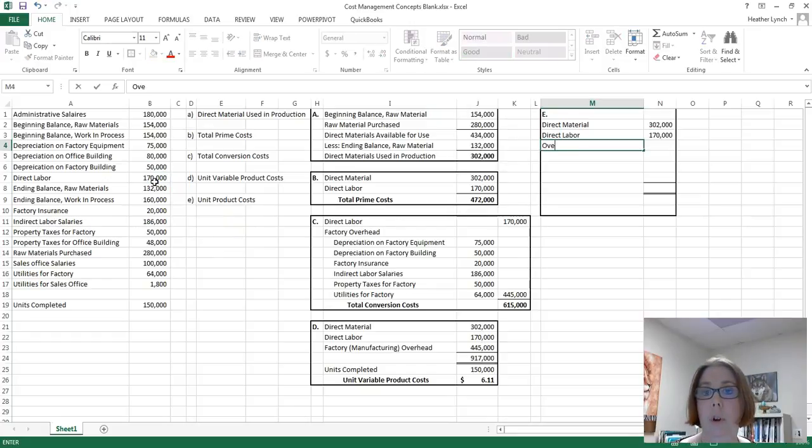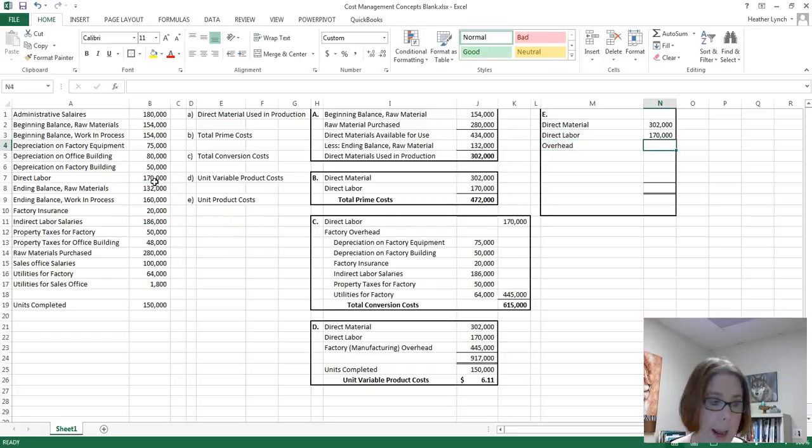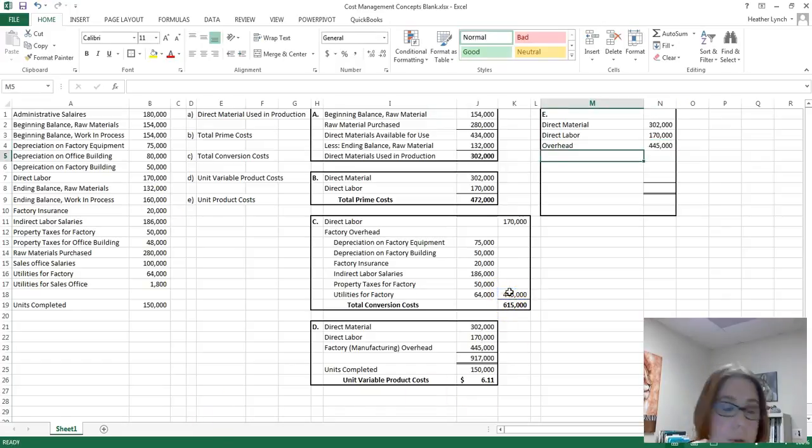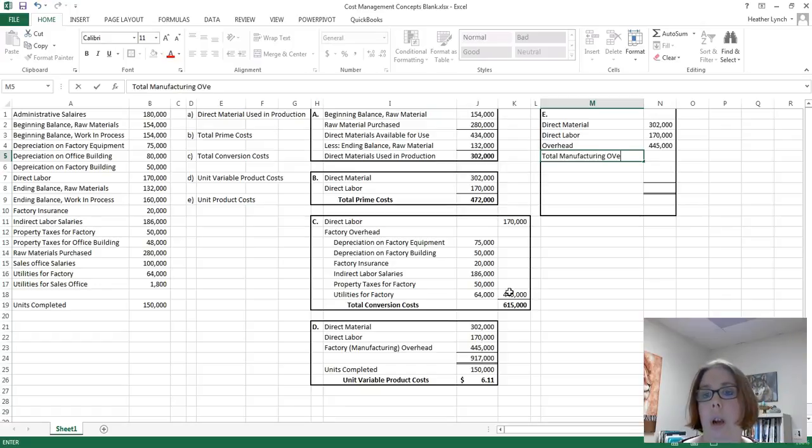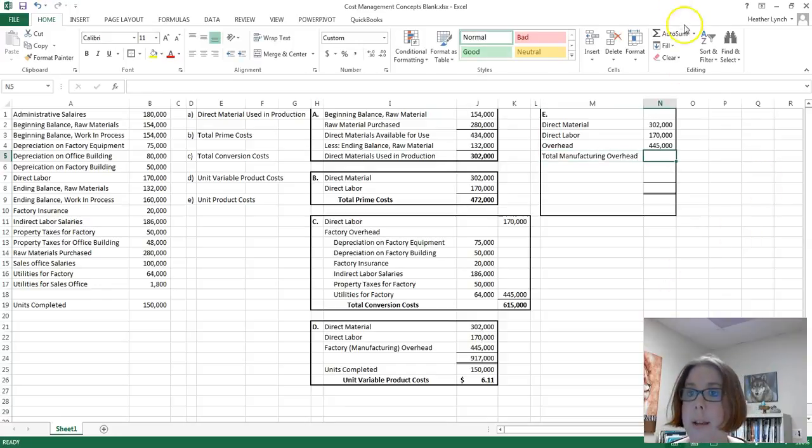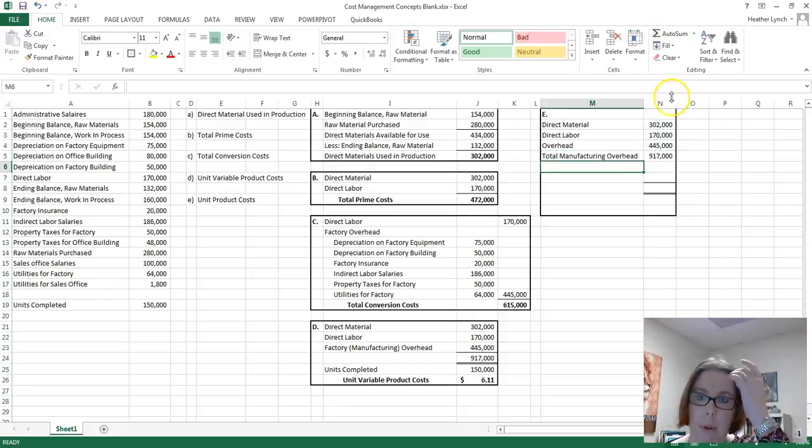I'm going to put overhead. We figured that out already. That is the $445,000. This gives my total manufacturing cost. Let's add those up. Okay. Wow, we've seen that number before, haven't we?